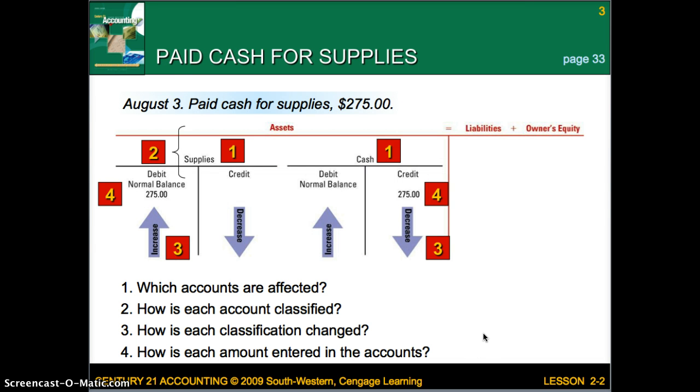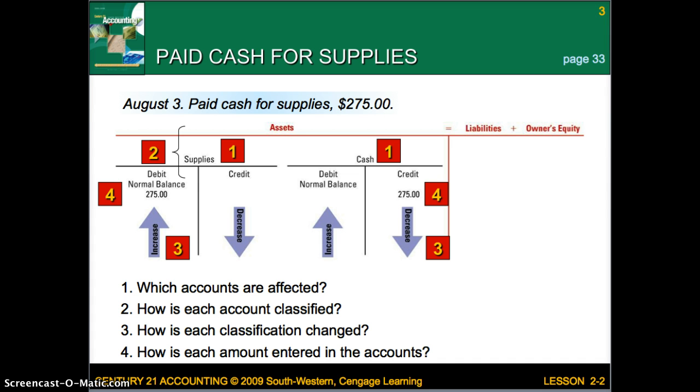Just another transaction here. August 3rd, we paid cash for supplies. The first thing I'm going to ask myself is which accounts are affected. I know that I'm going to use cash as one account, and supplies as my other account. How is each account classified? Well, I know that cash and supplies are both assets to my business. So both are going to go under the asset side of my accounting equation T account.